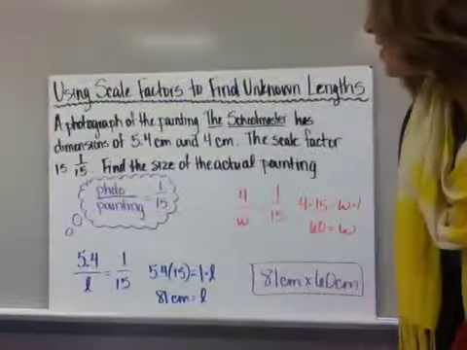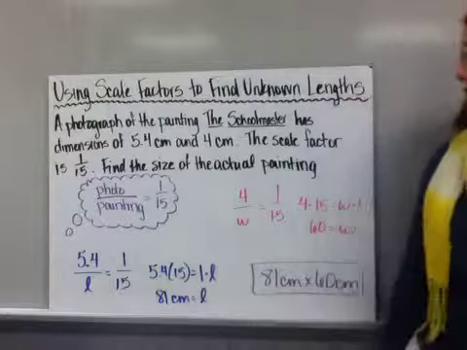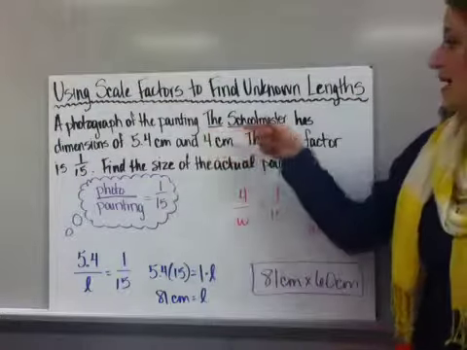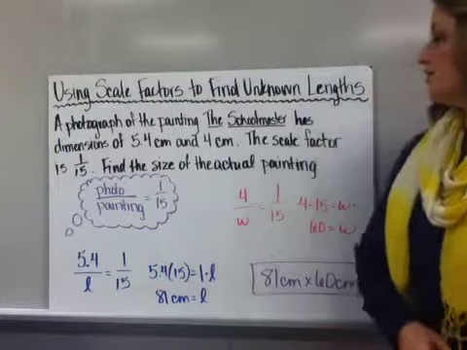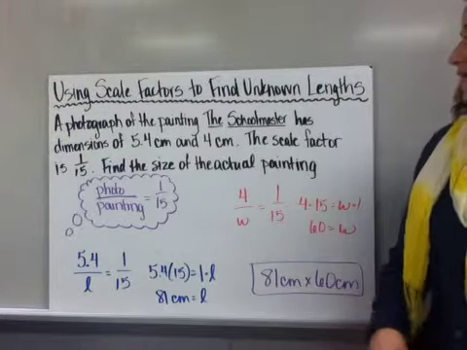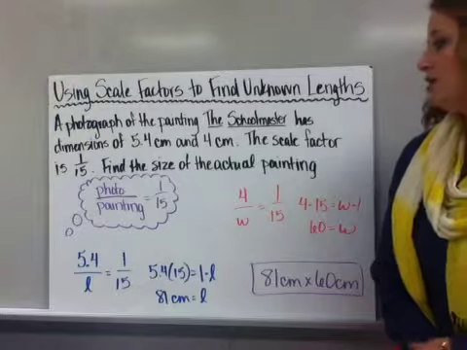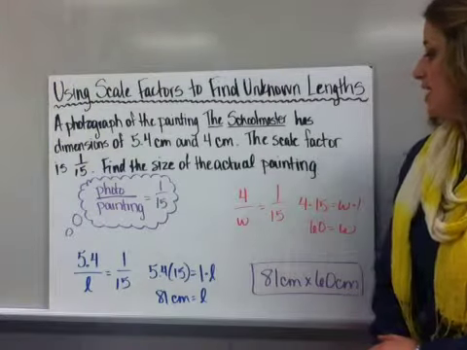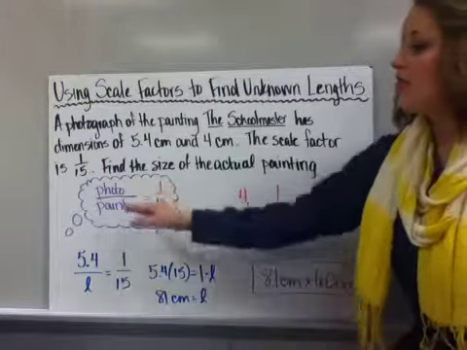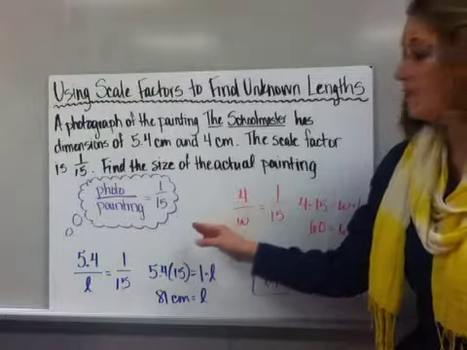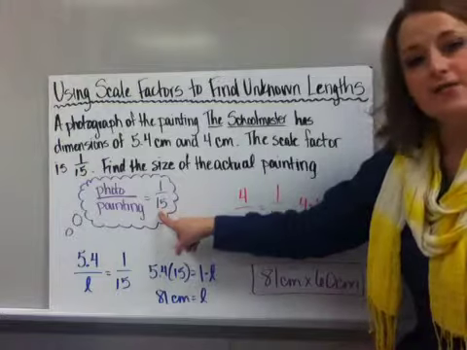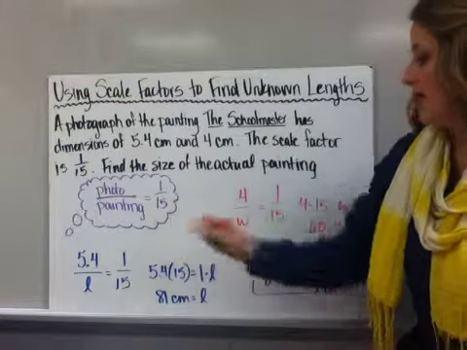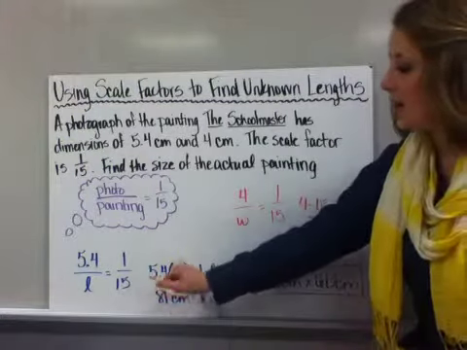You can also use a scale factor to find an unknown length. A photograph of the painting, The Schoolmaster, has dimensions of 5.4 centimeters and 4 centimeters. The scale factor is 1 to 15. So from this, find the size of the actual painting. So this is my thought bubble. What that scale factor communicates is that for every 1 unit on the photo is like 15 units on the painting.